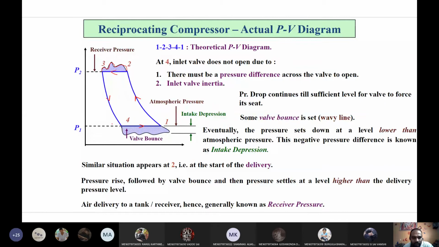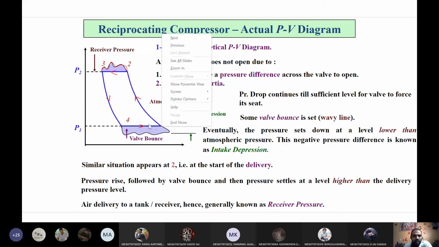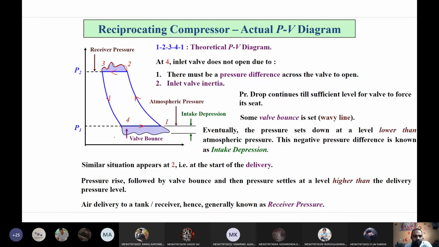According to the theoretical one, suction should start at 4 and should end at 1, right? So now tell me, what is the pressure at point 4? P1. What is the value I am talking about? This is 1 atmosphere. Agree? The pressure at point 4 is atmospheric, right?